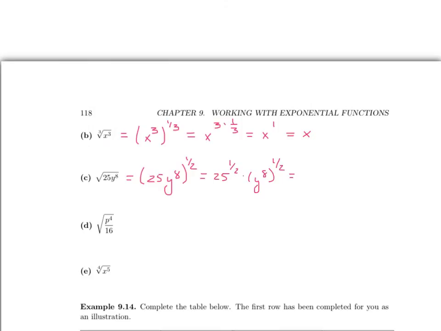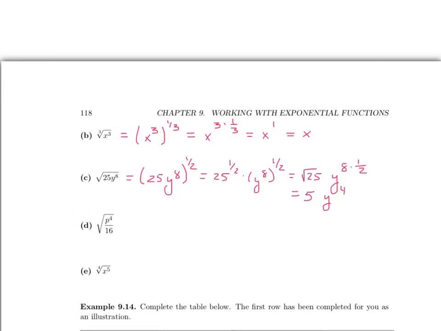Now, 25 to the 1/2 power, that's the same thing as the square root of 25. And we can use an exponent property to rewrite y to the 8th to the 1/2 as y to the 8 times 1/2. Now, the square root of 25 is 5, and y to the 8 times 1/2 is the same thing as y to the 4, and so that would be our simplified answer.